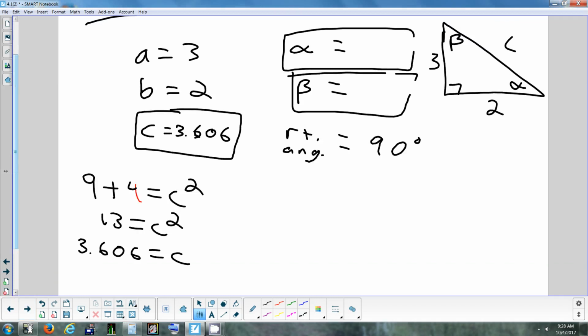Okay, so now we've got C. Connor, am I going to use C to find alpha? No, why not? I could. Is there any reason why I might not want to use C? What have we been saying about answers that you find? What could happen if you use something you calculated to find something else?